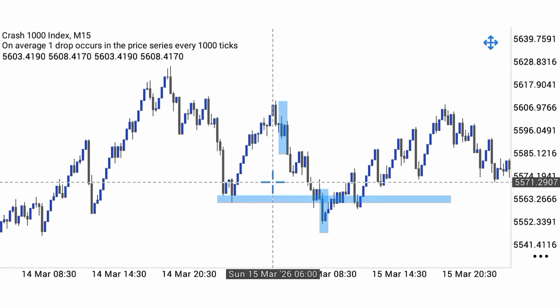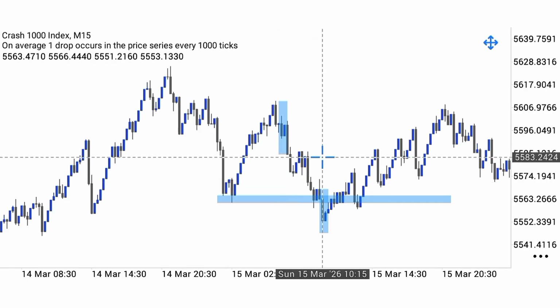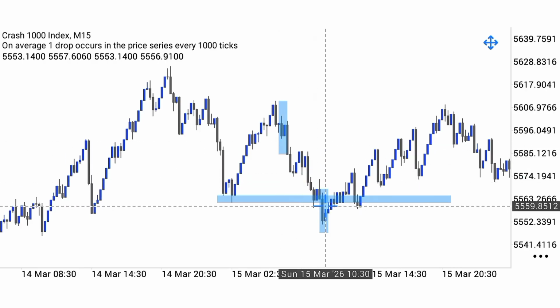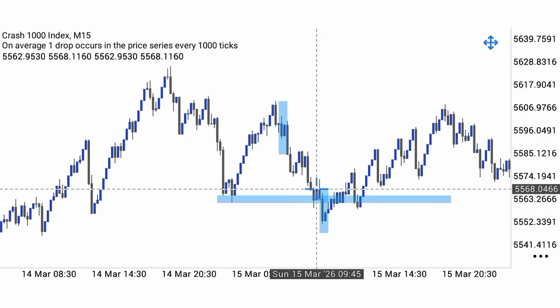So if you want to trade this, the first thing is to get your structure right. Please get your structure right. That is number one. If you don't get your structure right, every other thing that you're doing is a complete waste of time.